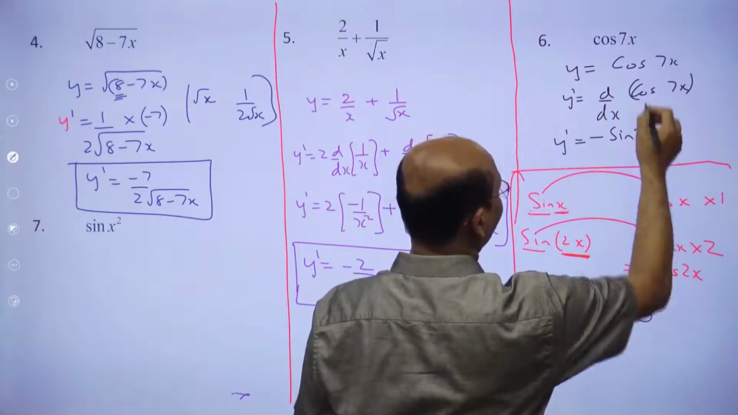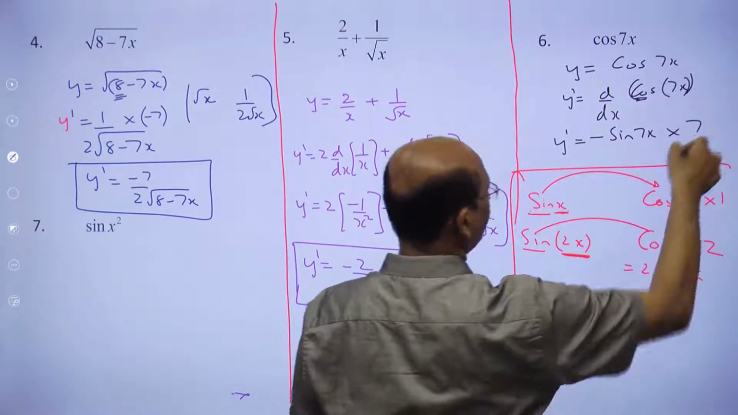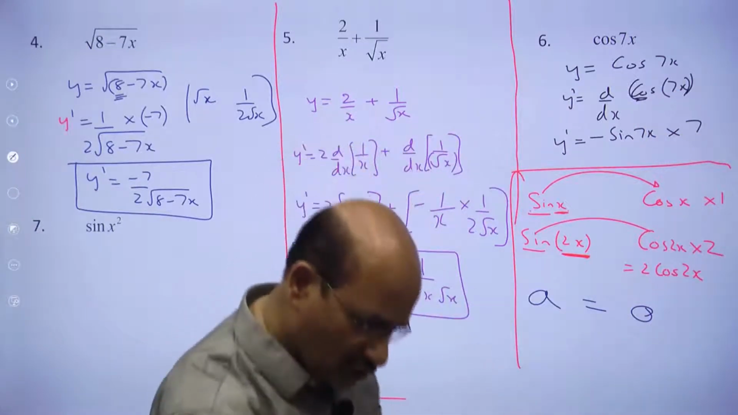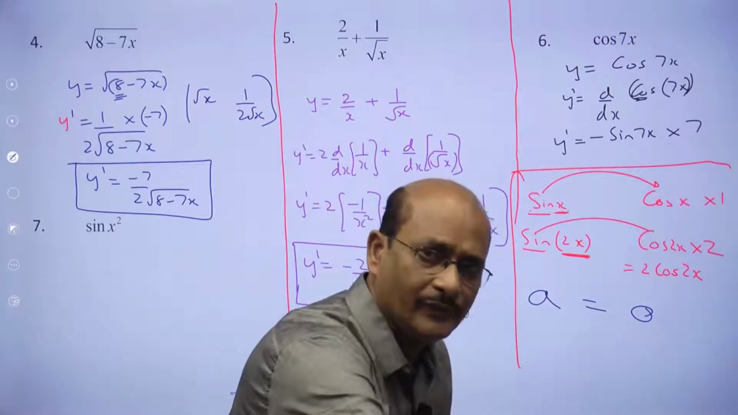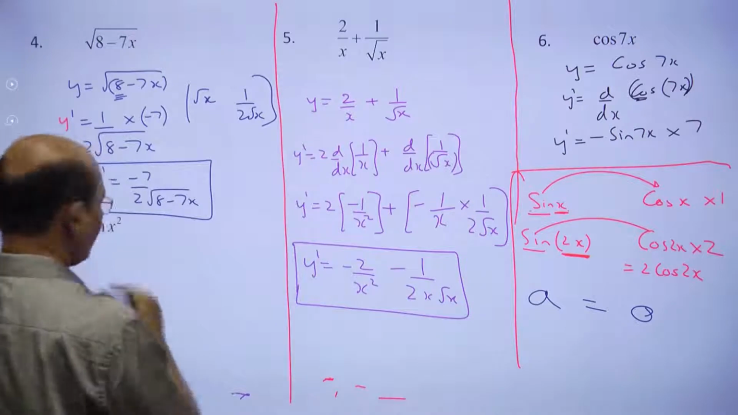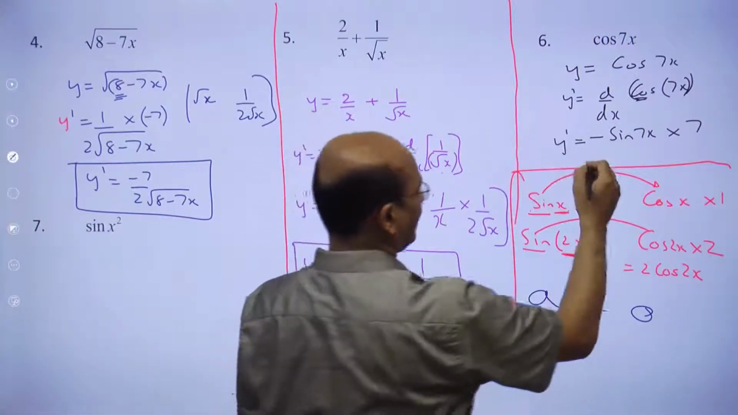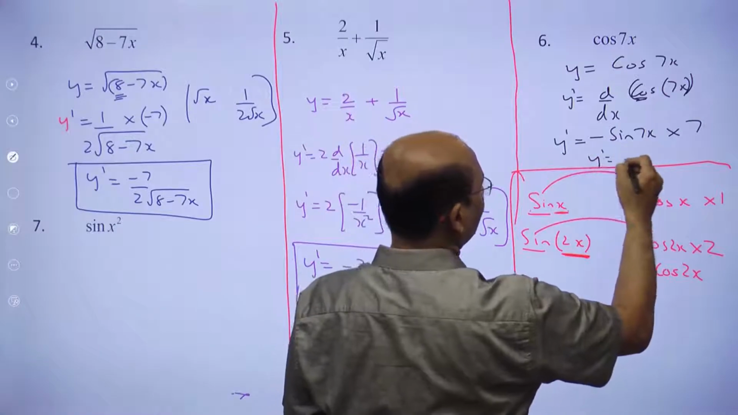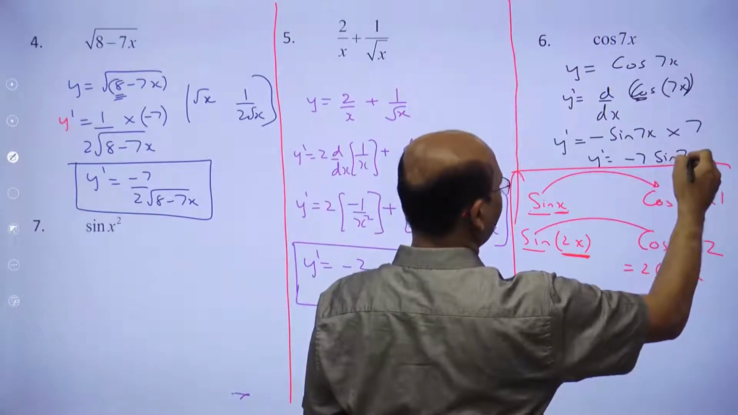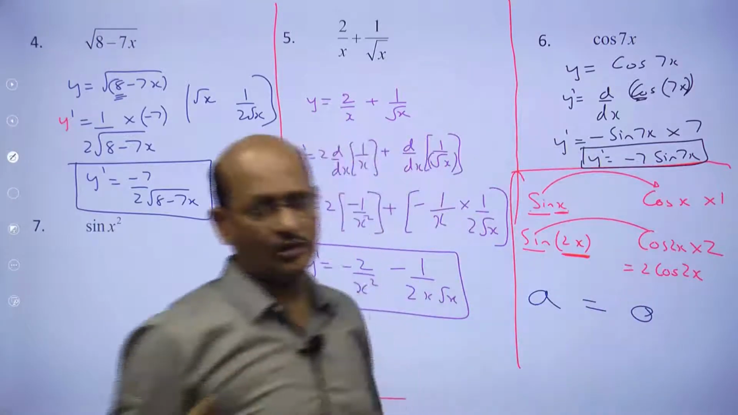Now remember, this is the derivative of cos. Inside also there is a function. Into what? Chain rule. Whenever there is an inside function, right? So I'll take one example and I'll show it to you. Now when we come to that, 7x, its derivative, y dash will become minus 7 sin 7x.